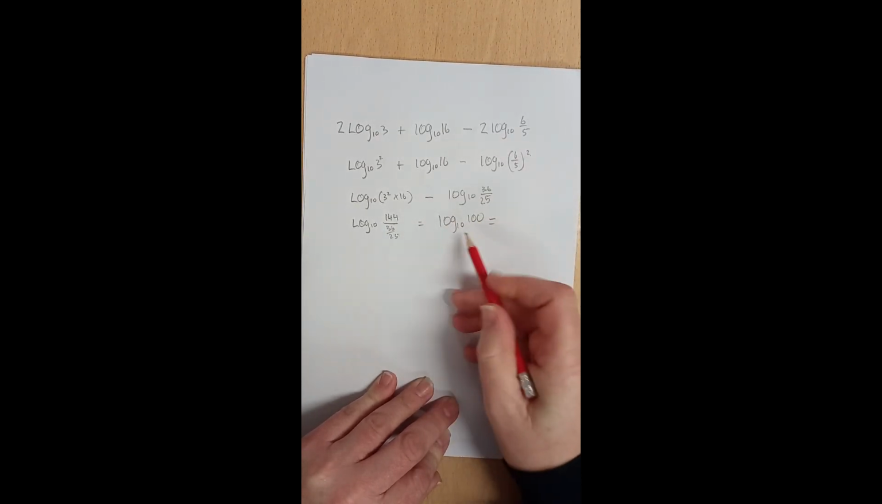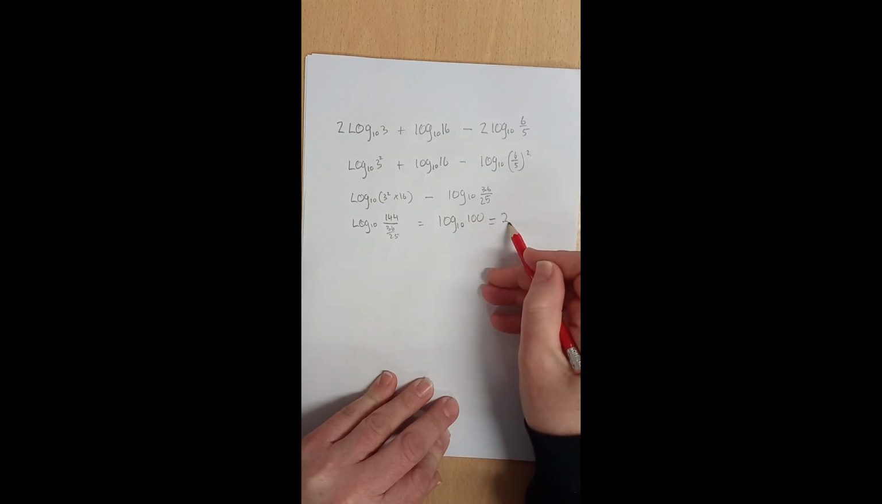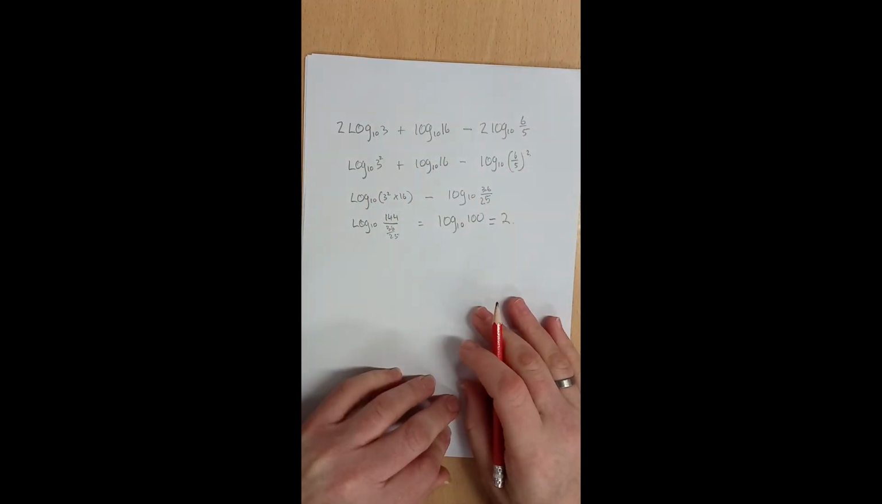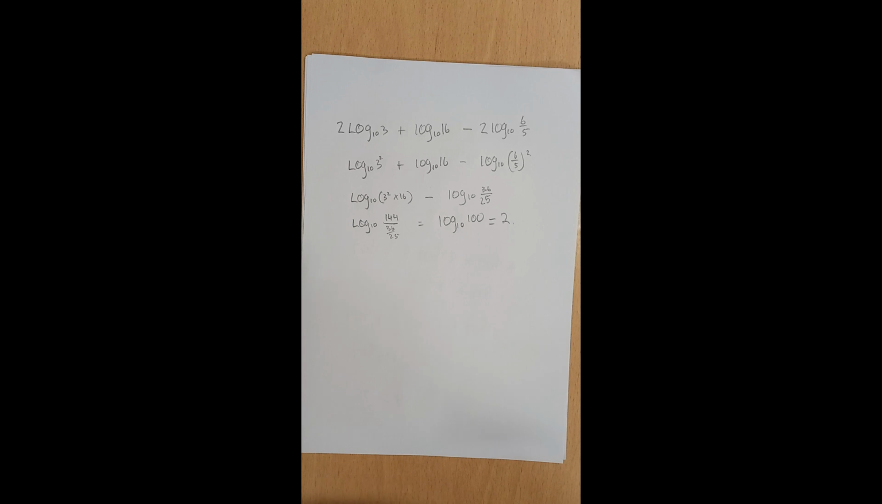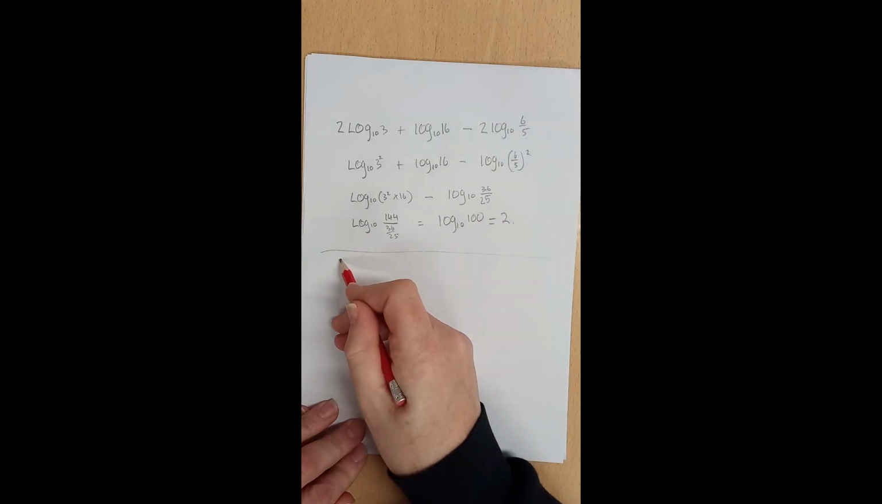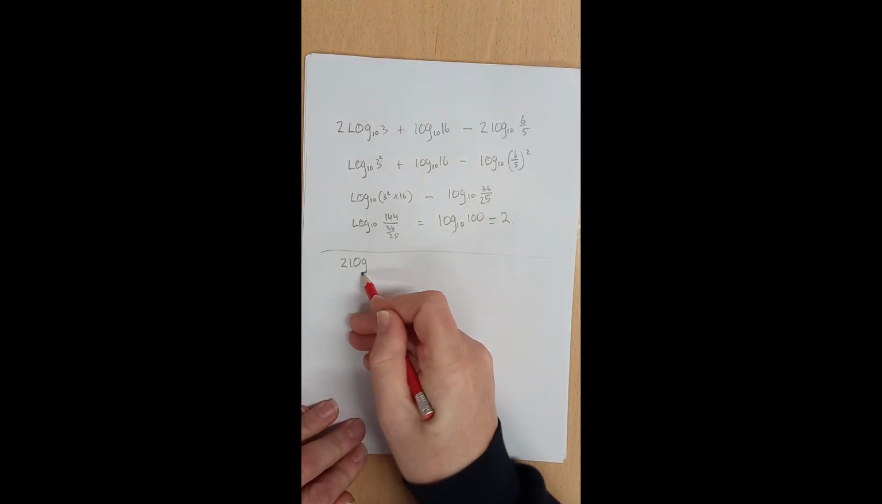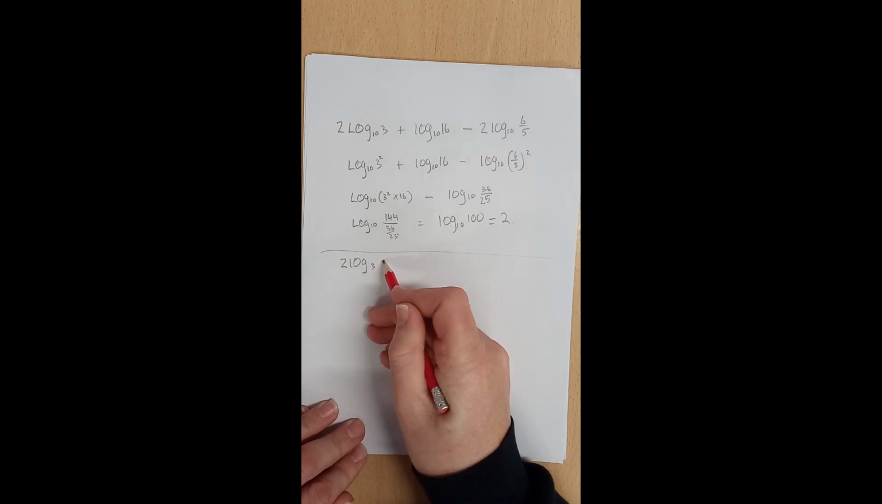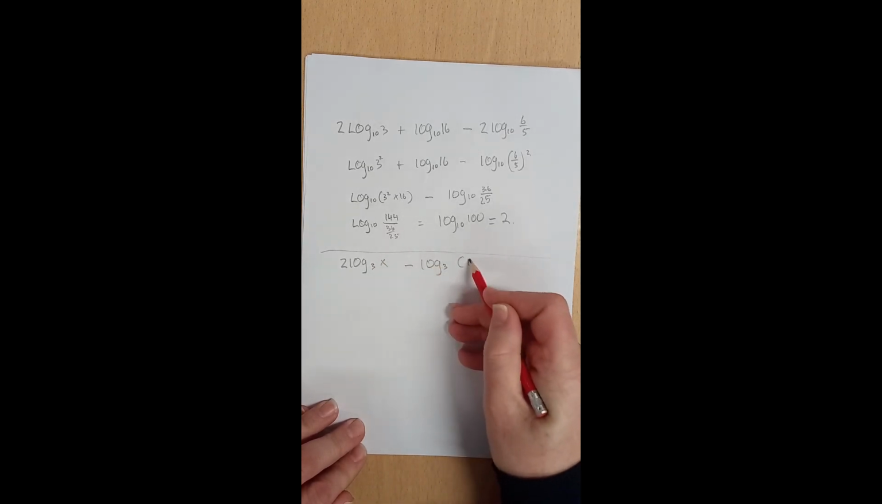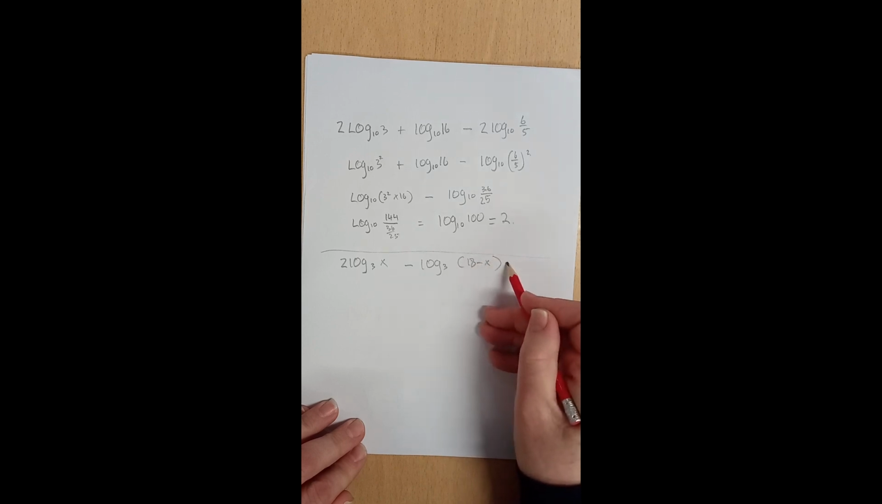And now what's the answer? What power of 10 will give me 100? 2. So that's how you do it, using different log rules. Now, let's have a look at a tougher one. Let's have a look at 2 log to the base 3 of x minus log to the base 3 of 18 minus x equals 1.